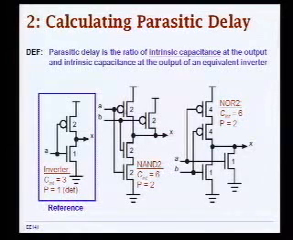Okay? And then let's take a look at the NAND gate. At the NAND gate output we have 2 PMOS transistors and 1 NMOS transistor. So the total intrinsic capacitance is equivalent to 2 plus 2 plus 2, that is 6 transistor widths.